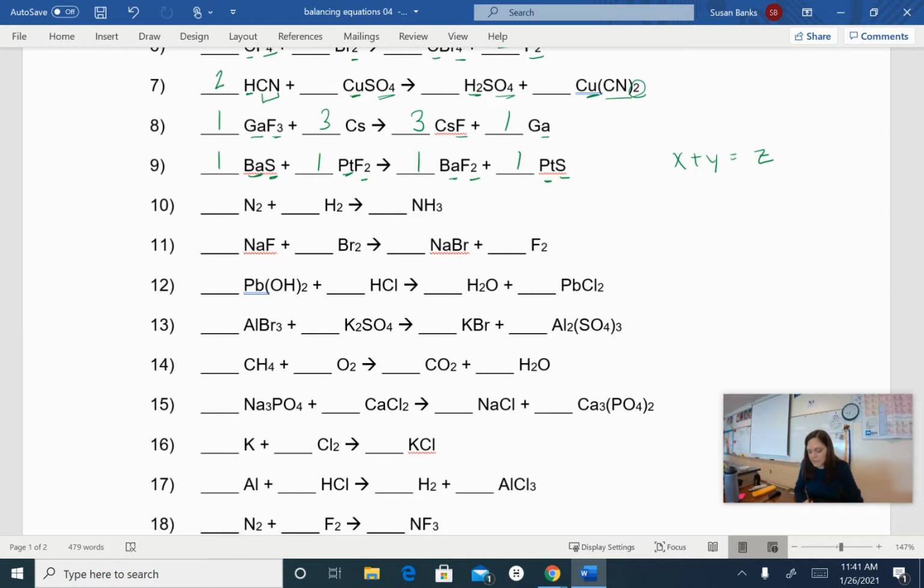Okay, let's do number 10. 2 nitrogens, 3 nitrogens. How do I get 2s and 3s to match? I need to find the least common multiple between 2 and 3. So the least common multiple is 6, right? So how do I get 2 times what gives me 6? 3 right here. And 3 times what gives me 6? 2. Okay, now, oh, I needed to do that on my hydrogen. Sorry, my mistake. That shouldn't be there.